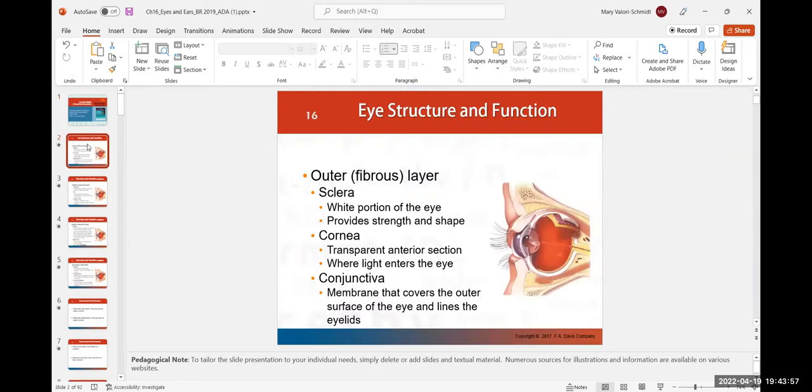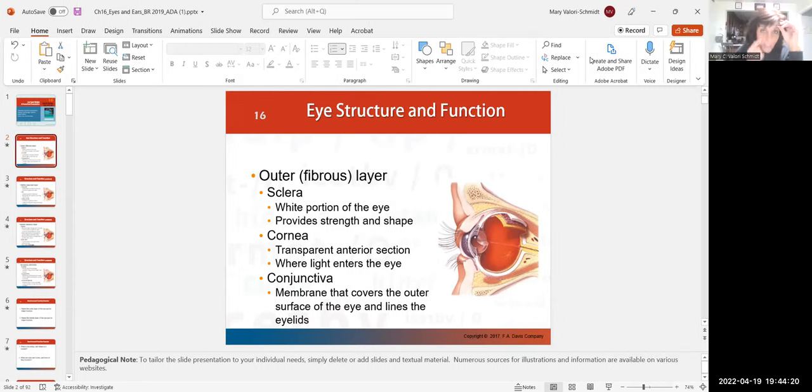We're going to talk about the structure and function of the eye. So the outer layer of the eye, the sclera, is the white portion of your eye. And basically that gives it its shape and strength. The cornea is the anterior section. It's see-through. And that's where light can come in to the eye. And the conjunctiva, and I'm actually going to show my face just a little bit here. The conjunctiva is this part, right? Should be nice and pink. That's kind of a membrane. It covers the outer surface of the eye and lines your eyelids as well. Okay.